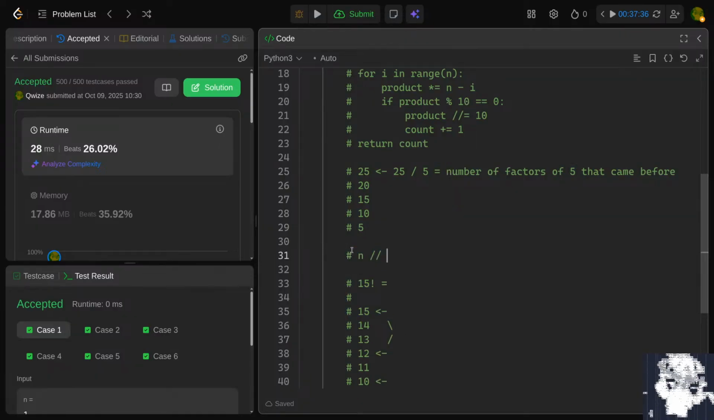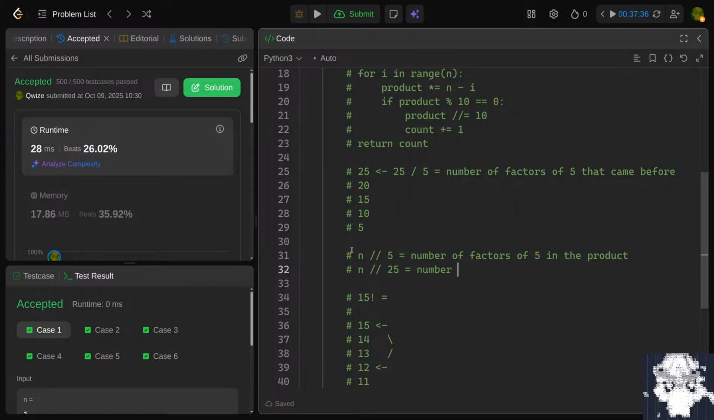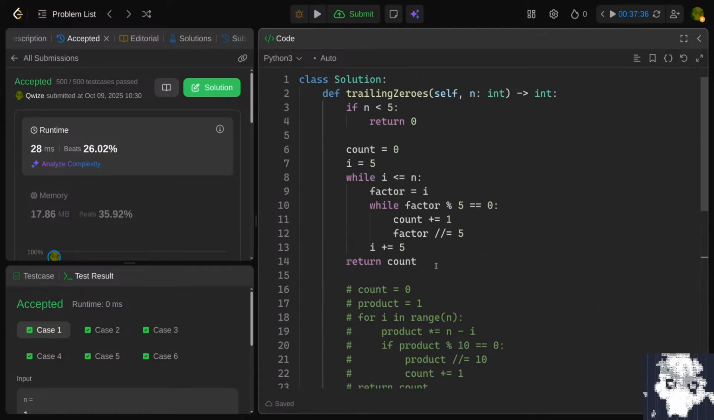So if I take n divided by 5, that's the number of factors of 5 in the product. And then I want the ones that count twice, which would be n divided by 25, number of factors of 25. And then I keep going. N divided by 125. Okay. This might be it.